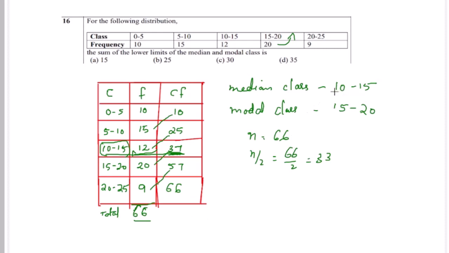So both lower limits you want to find out. The lower limit of the median class is 10 and the lower limit of the modal class is 15. So what is the sum of the lower limits? That is 10 plus 15 is equal to 25. So the answer is 25. That is option B.